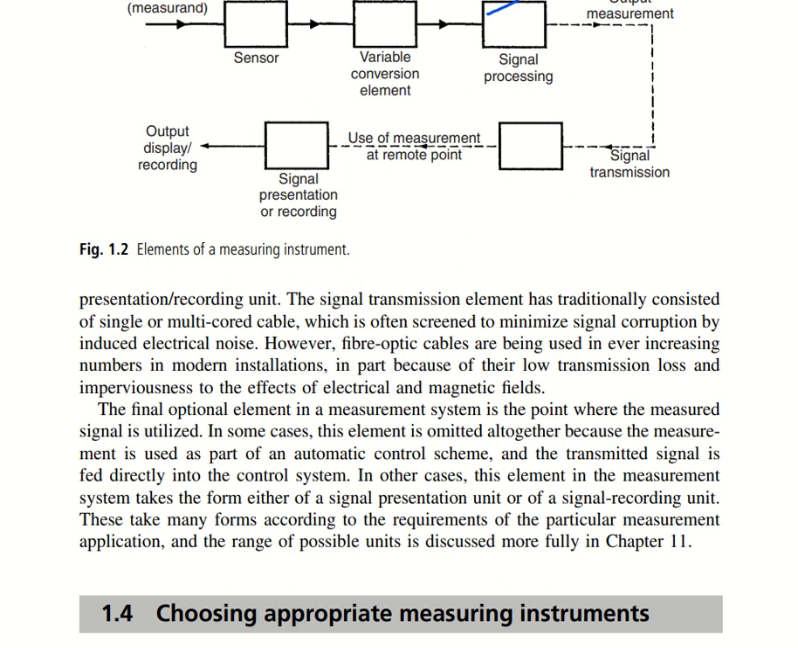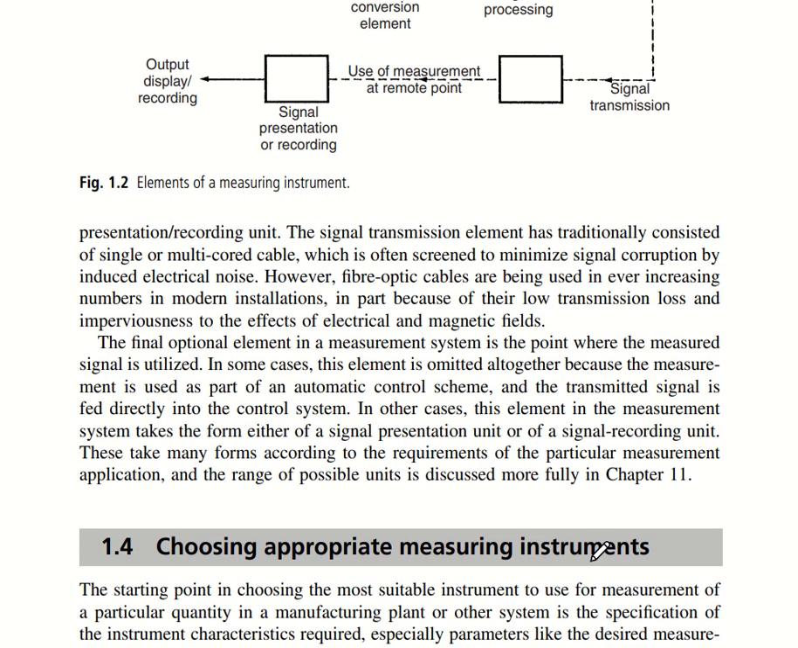The last element used in the measurement system is the point where the measured signal is utilized. In some cases, this element is omitted altogether because the measurement is used as part of an automatic control scheme, and the transmitted signal is fed directly into the control system. In other cases, this element of the measurement system takes the form of either a signal presentation unit or a signal recording unit, and these take many forms according to the requirements of the particular measurement application.